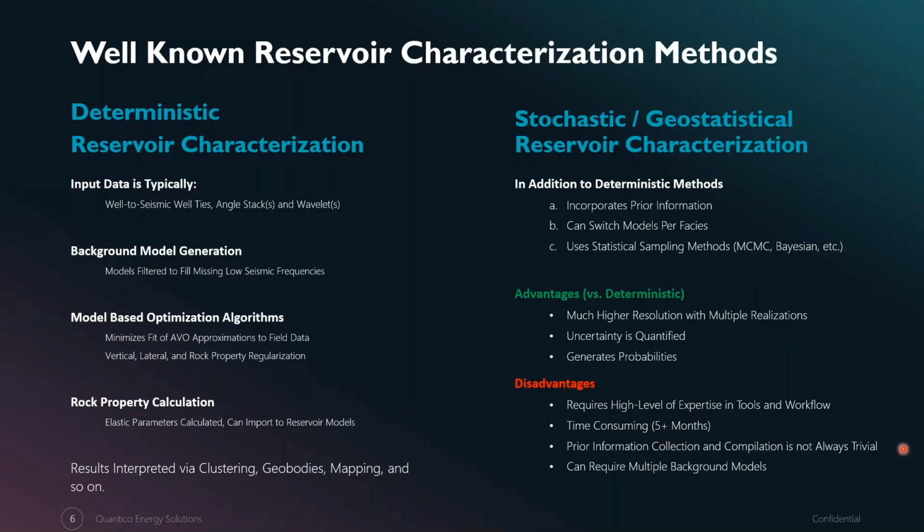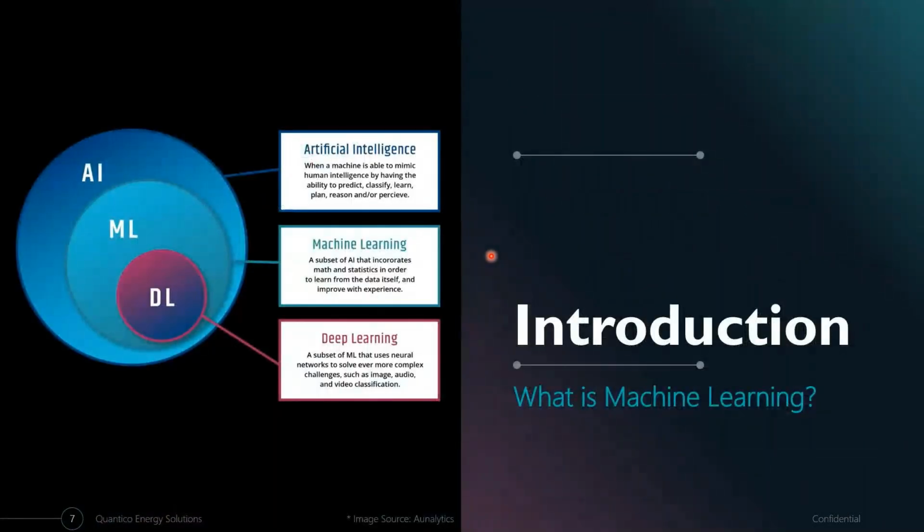And it may not be always trivial to collect all the prior information, all the histograms, all the rock property distributions, etc., and putting them in the right format for our inversion algorithms could be a very cumbersome task. And some methods also require multiple background models, which means you have to make background models per facies, which ultimately gets used in that model switching per facies steps.